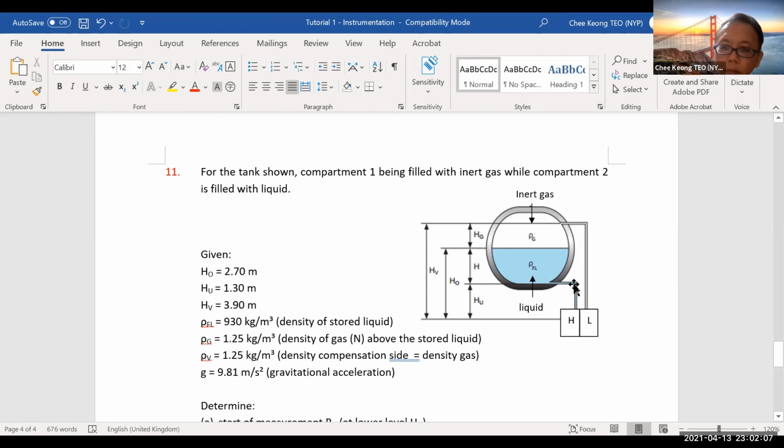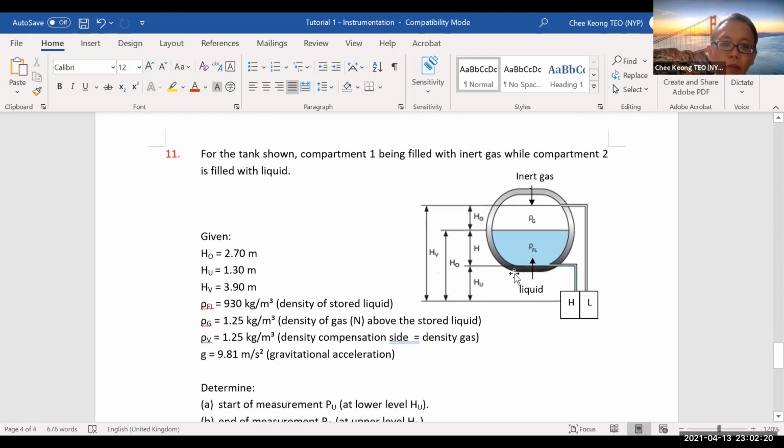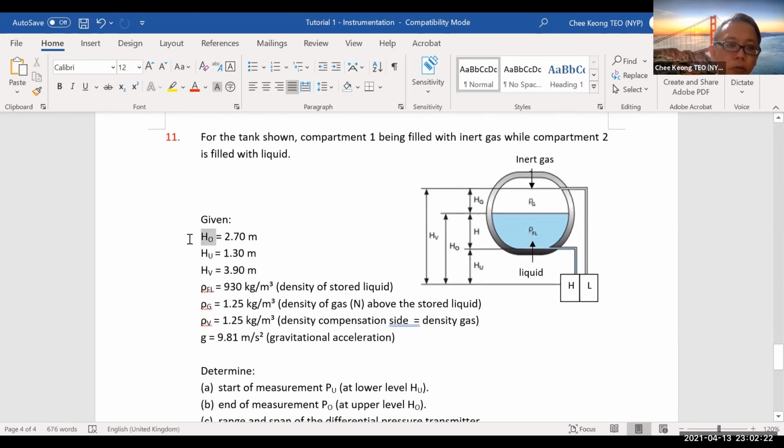So these are the points that are touching a high pressure leg and low pressure leg. Of course, the lowest level will be here, not there, not this level. The lowest level will be here, at where the DP sits. And of course, all these heights are given, HU, HV, etc. And then of course the rho, density of the fluid here, density of the gas, density of the vapor, right? Is there a density of V? Rho V is the compensation leg. So this is a rho V, right?